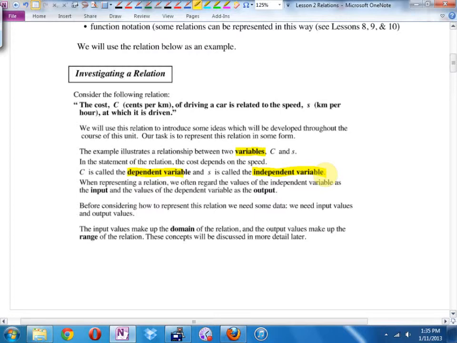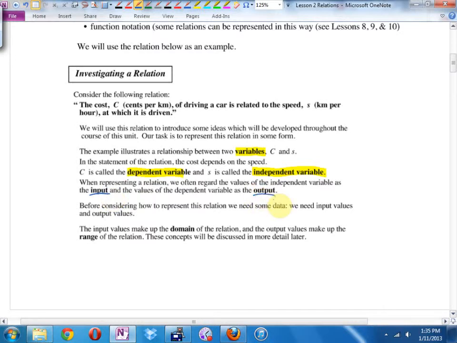The independent variable is often called the input. How can I remember that the input is usually the independent variable? I got nothing. Maybe you'll come up with something. Yes. And the output is the dependent variable.